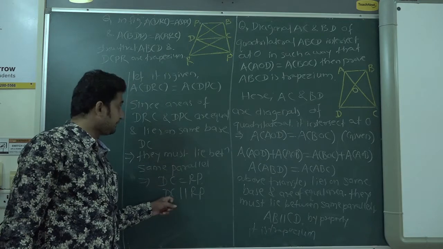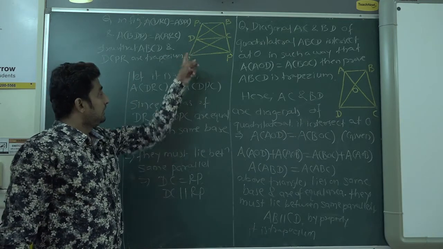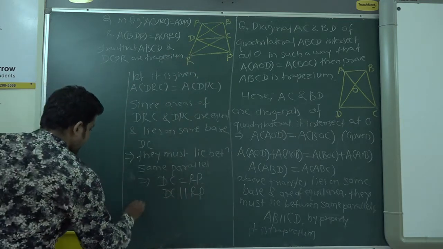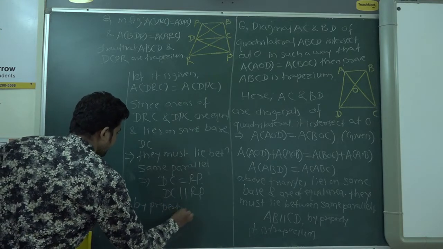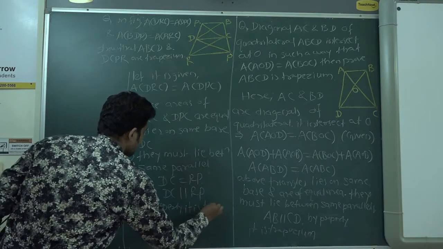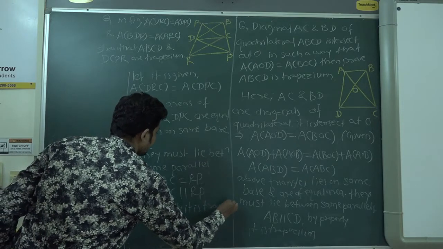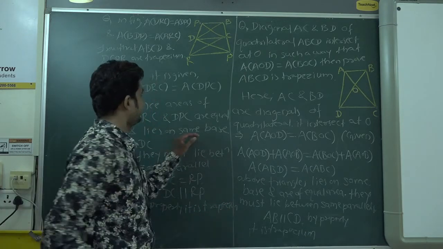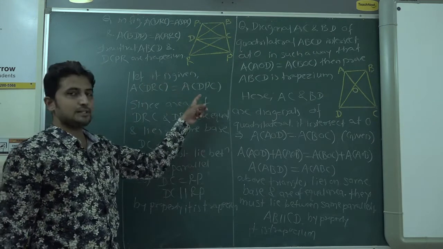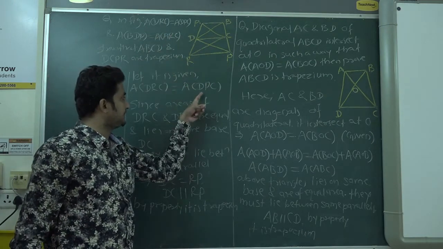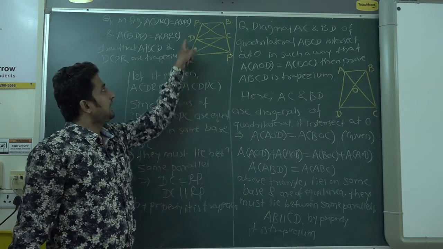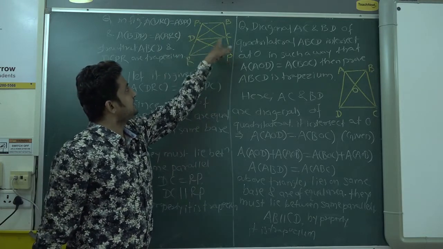Now by property, it is a trapezium. We are using this result that is given to us: area of DRC is equal to area of DPC. Now the areas are equal, DRC and DPC, they are equal.